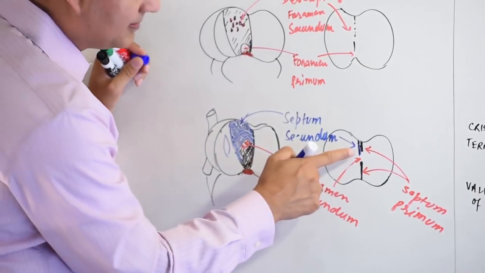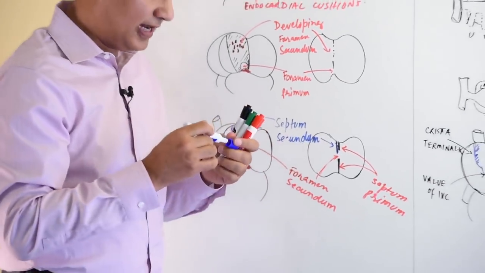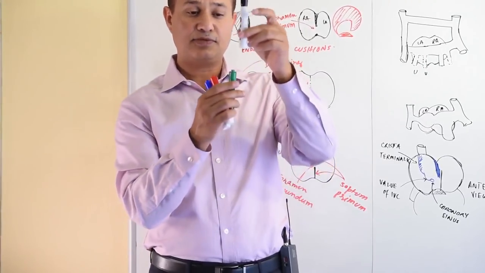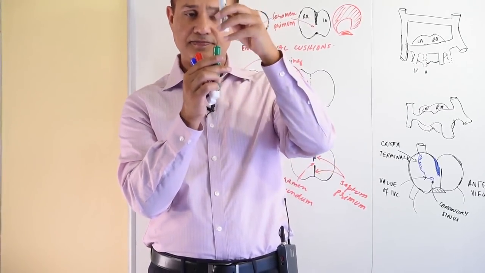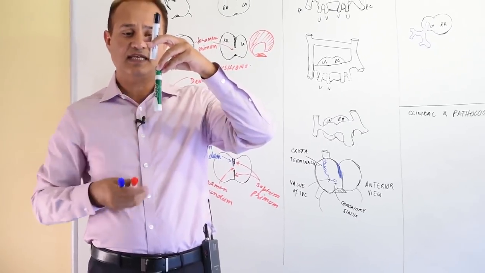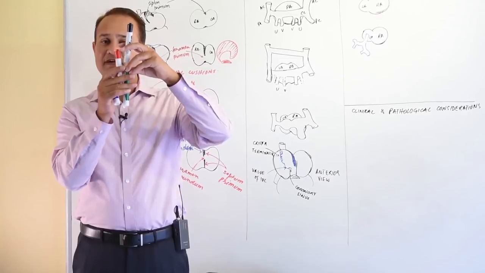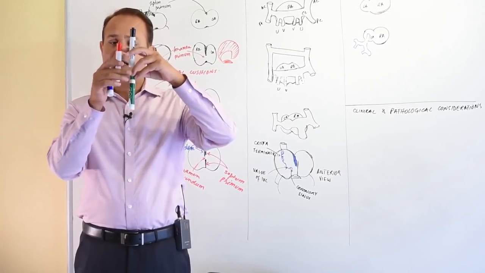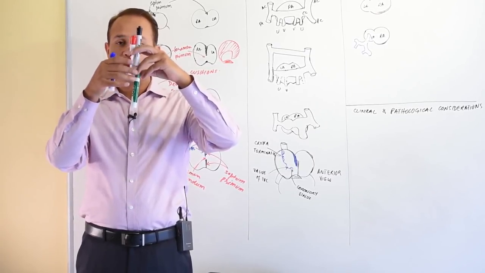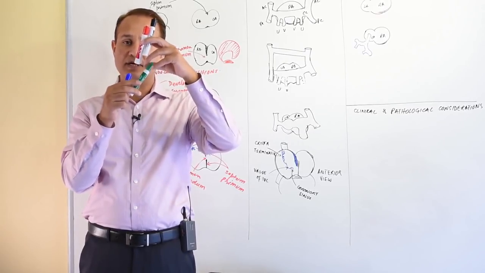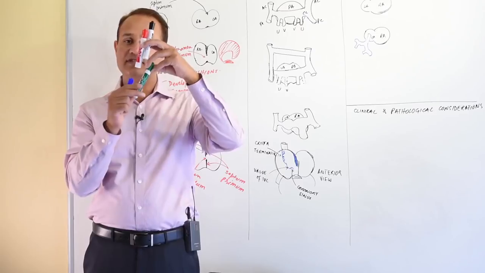So what happens is, the septum secundum kind of overlaps. So now the situation is that there is septum primum with a gap in it, and then there is septum secundum that has developed like this. Now the benefit of this is that when the blood comes from the right atrium, it can push the septum primum and go into the left side.